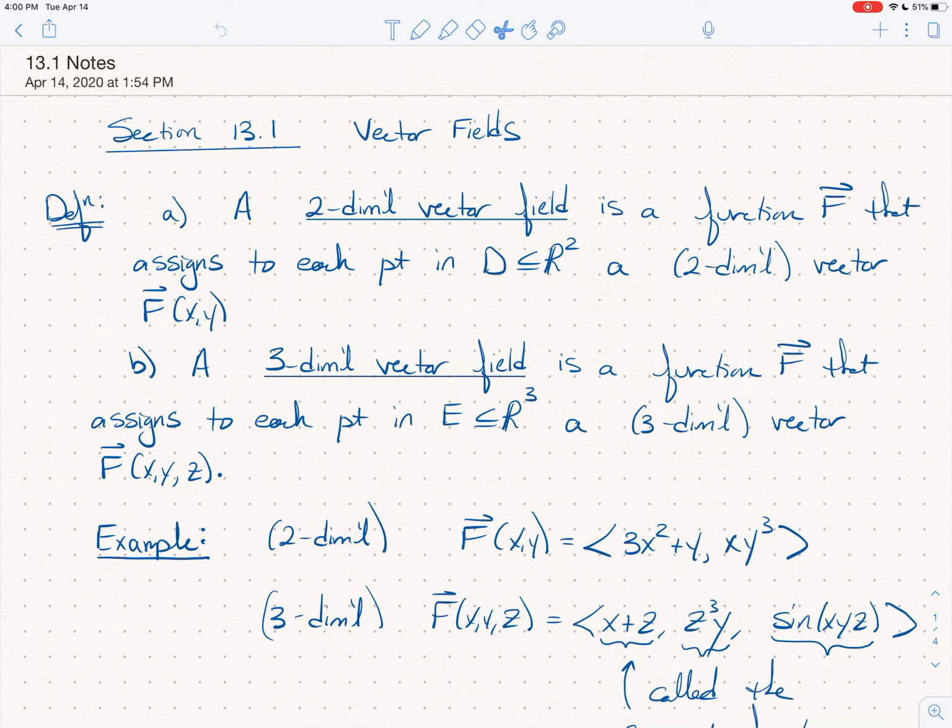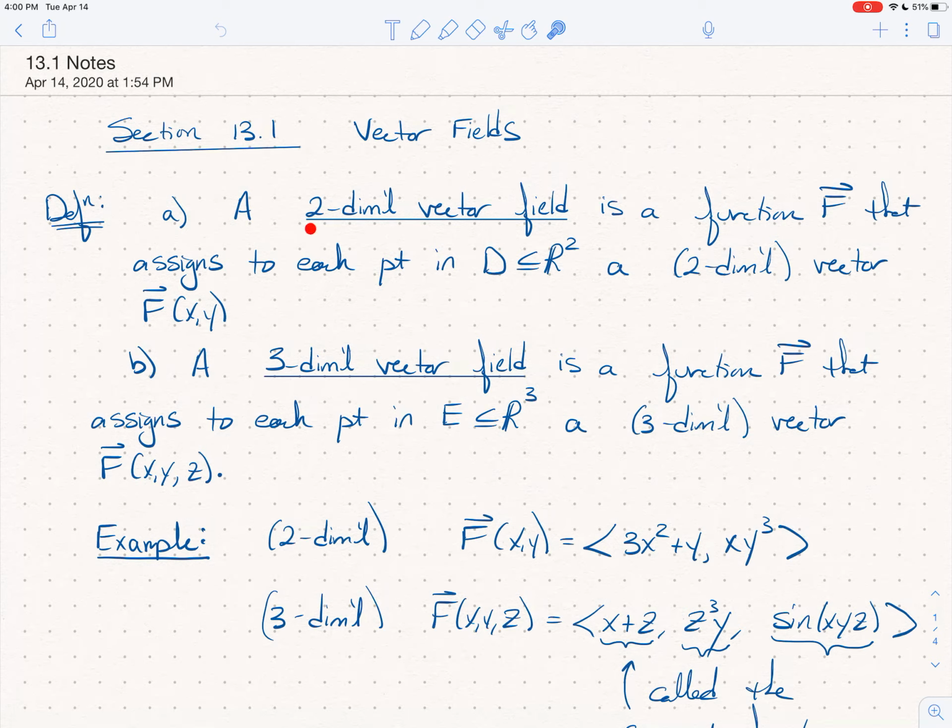I wanted to start chapter 13 with you, so we'll look at section 13.1. You'll notice I didn't assign any homework problems from this section. That's not because it's not important, but we'll have plenty of practice with vector fields in the other sections. So do watch this video series. It's important, the notes we're going to work through, but the homework will not come until the next section.